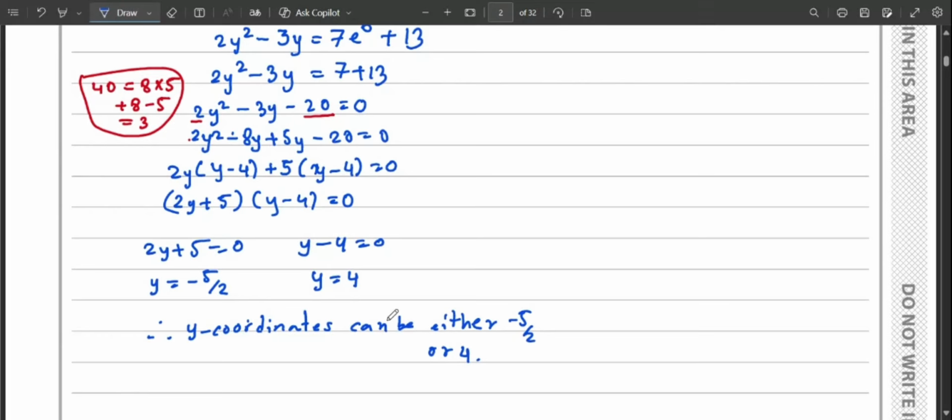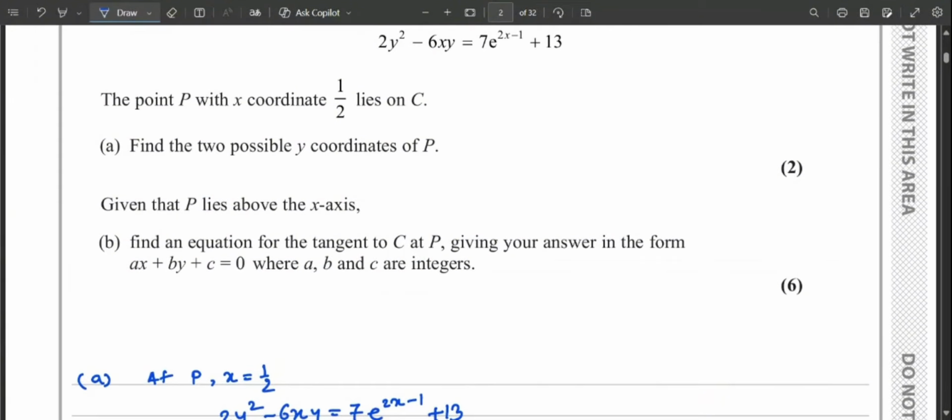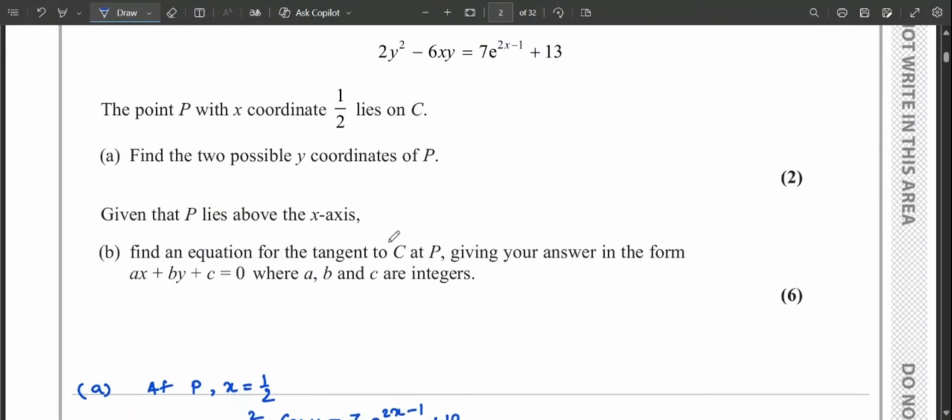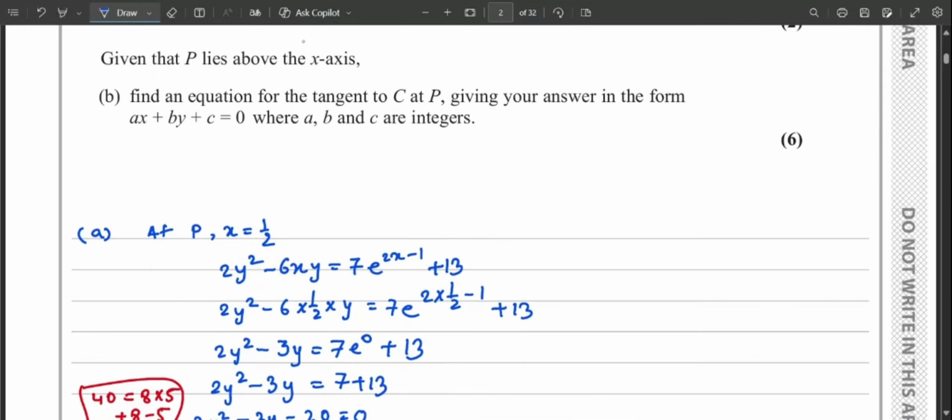This is our answer for part A. For part B, we see that it is given that our point P lies above the x-axis. We know that if a point lies above the x-axis, its y-coordinate has to be greater than 0. If we try to see it from a graph, this is our y-axis and this is our x-axis.